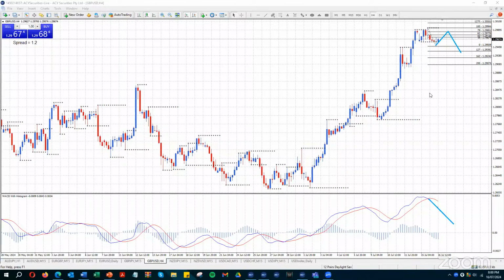So in terms of an indicator, I like to use MACD just to give me an idea: has that momentum run out in the short term, which might then lead to a larger term pullback? All right.